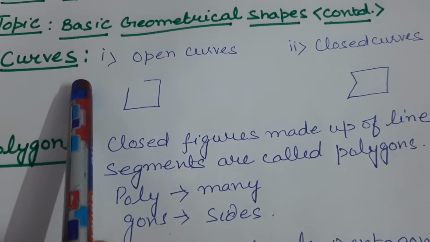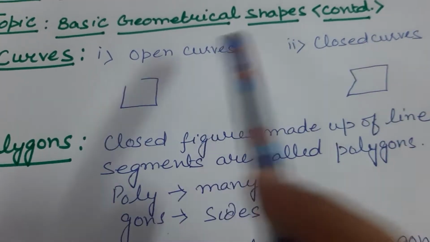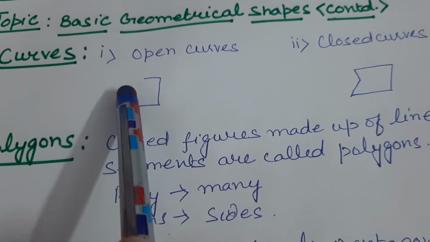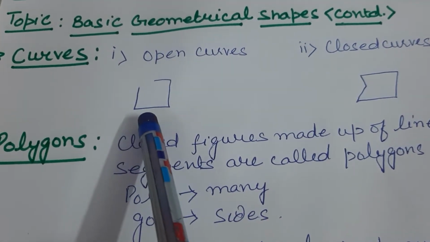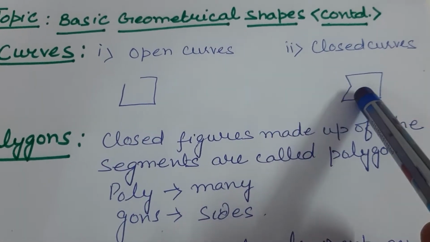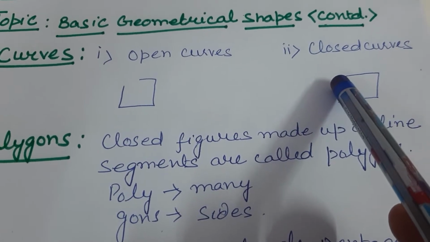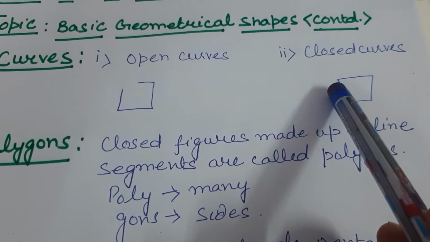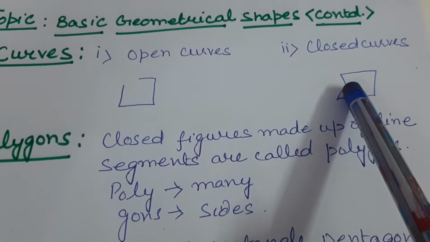Curves are of two types. One is open curve and second is closed curve. Means if two ends of any curve are not joining each other, are not meeting each other, that curve is known as open curve. And on the other hand, if curves are joined or meeting with each other, both ends are meeting with each other, then those curves are called closed curves.